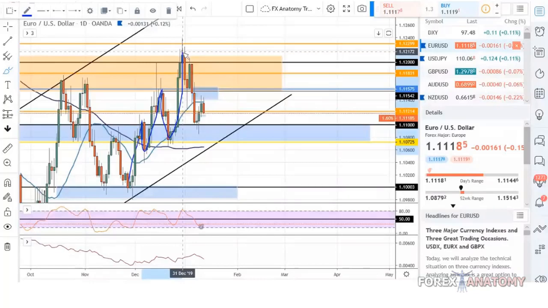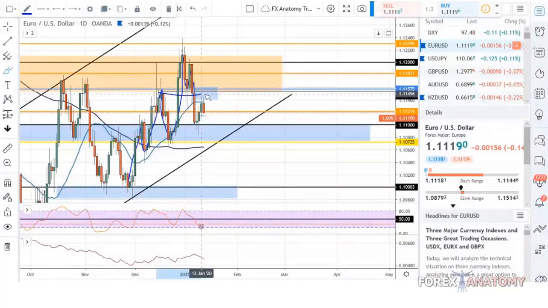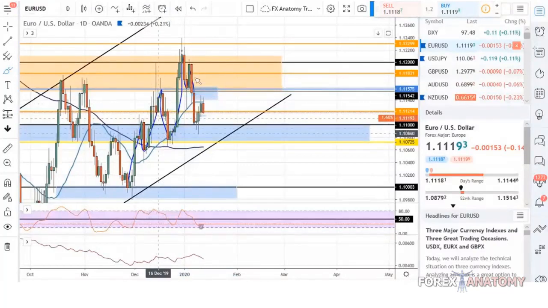Tested this area of institutional resistance, and then we saw price create this double top formation, and then an expansion lower, and now we see price pulling back, retesting this area of resistance. What was once support here and resistance here is acting as resistance again. This is what we're seeing on this particular pair. Let me just remove this right now.